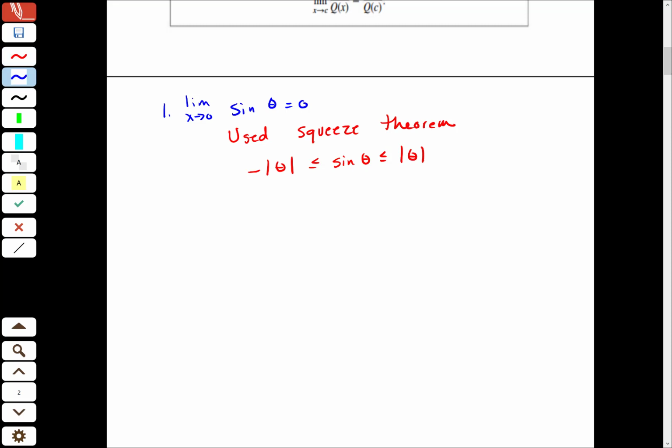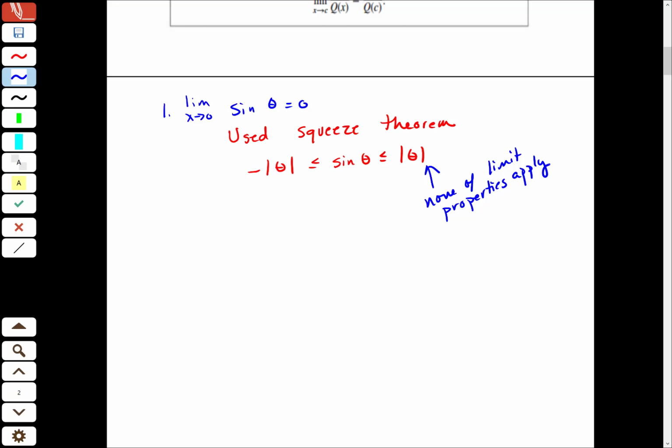Okay. And I asked you during class to either provide graphical or t-table evidence, because none of the limit properties apply here to the absolute value function. Now, it's possible to write the absolute value function as a piecewise polynomial, and in that case, then you could apply the limit rules.